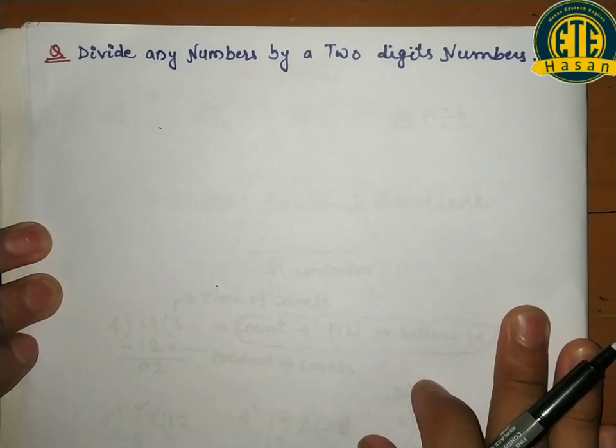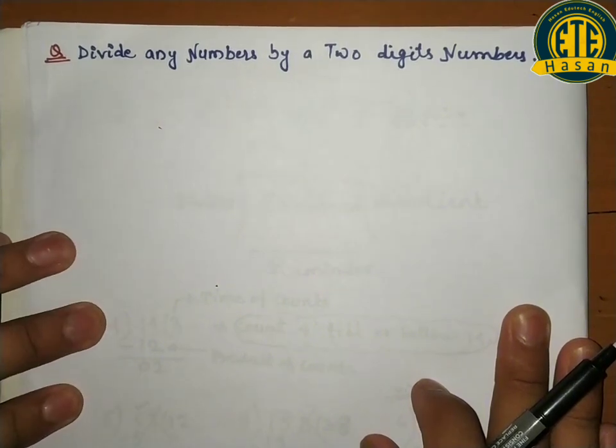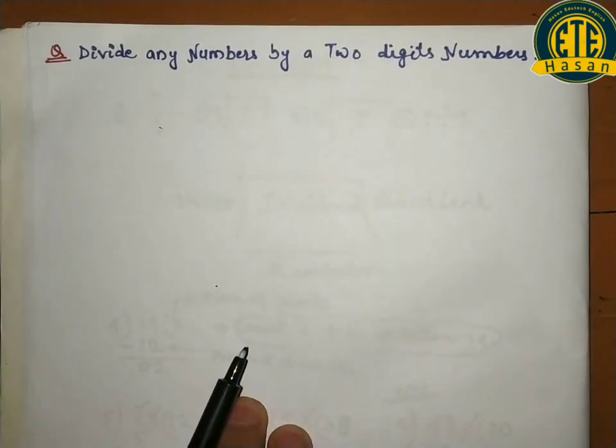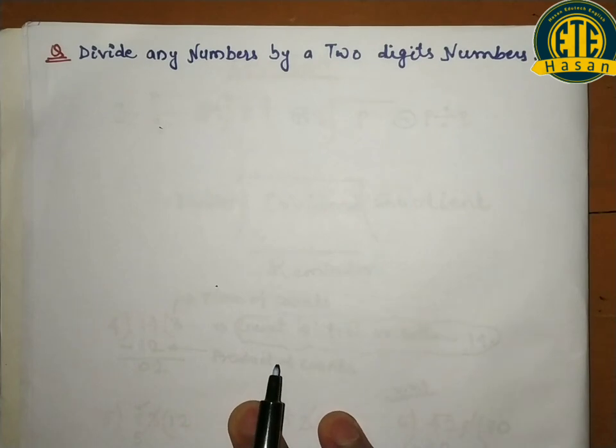Today I will teach you how to divide any number by a two-digit number. In the previous lecture we already learned how to divide any number by a single-digit number. So today I will deal with dividing by a two-digit number. For this we require some tables.